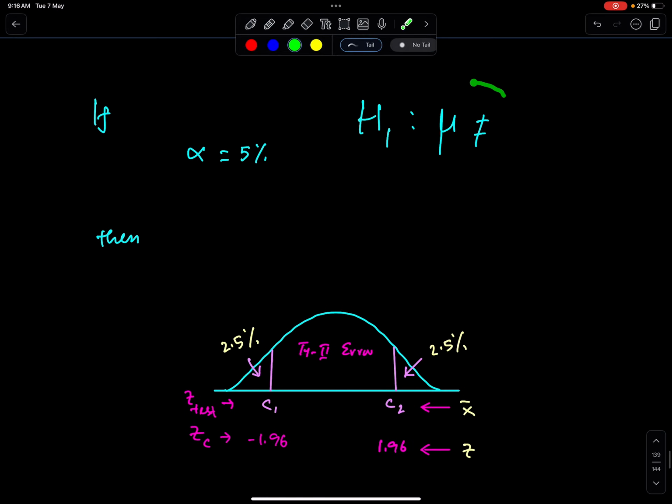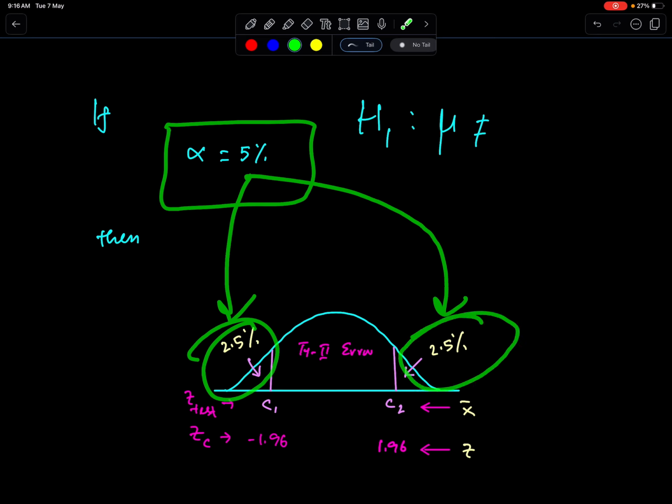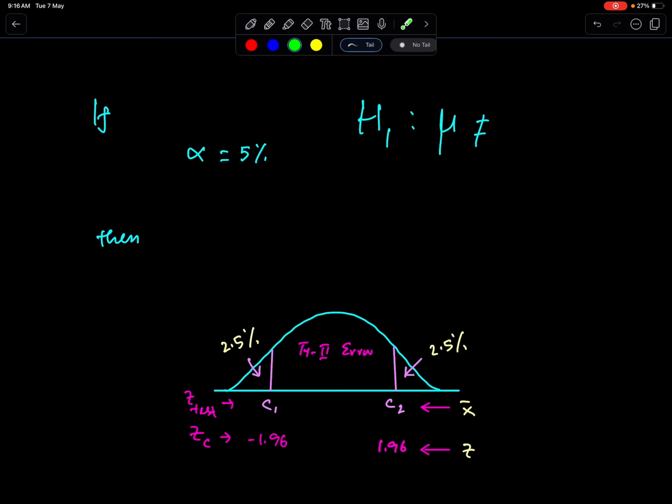If H1 involves a not equal sign, then we perform the two-tailed test. And if alpha is 5%, then this 5% is divided into equal parts: 2.5% here and 2.5% here. And this is the area of type 2 error.